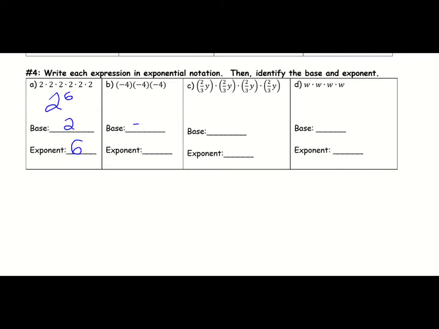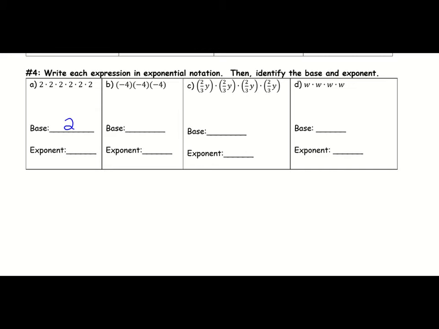And letter B, the one with the -4's. -4 is being multiplied by itself. That's my base. My exponent, it's being multiplied by itself 3 times. Now, when I actually write in exponential notation, I need to make sure to put the -4 in parentheses, and then the 3rd power.